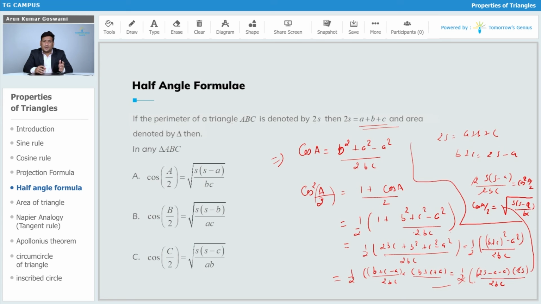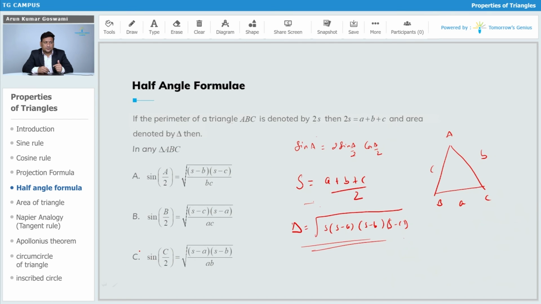Similarly, we can find cos of B by 2, cos of C by 2. Okay, and if we have cos A by 2, we can use the identity sine square plus cos square is equal to 1, and easily get the value of sine A by 2. So I'll use this cos A by 2 value to find sine A by 2. Here this sine A by 2 is nothing but under root of (s minus B) (s minus C) divided by BC.